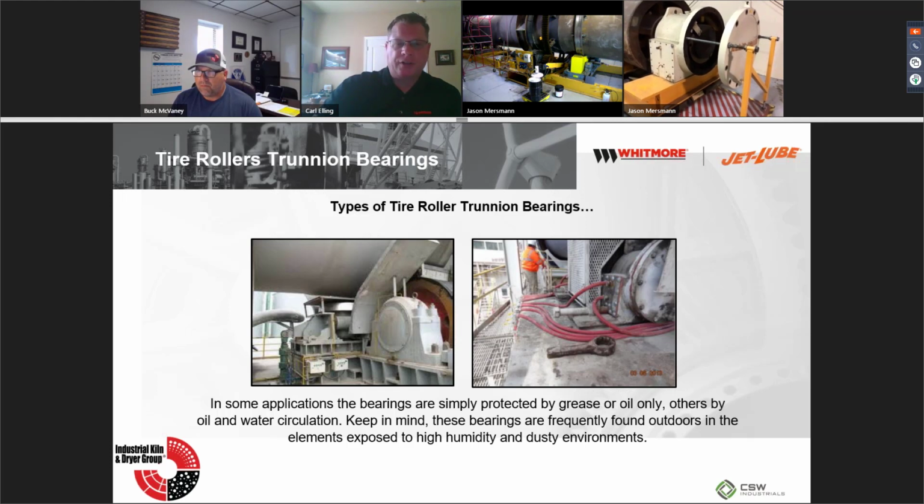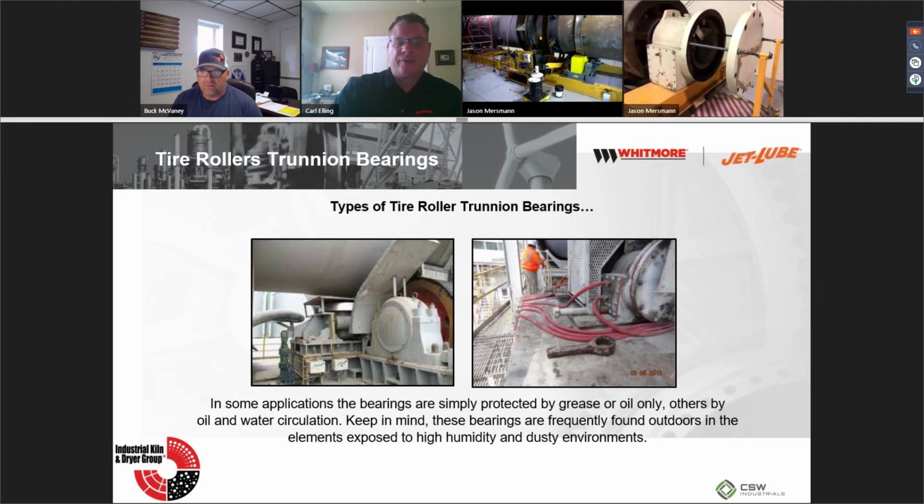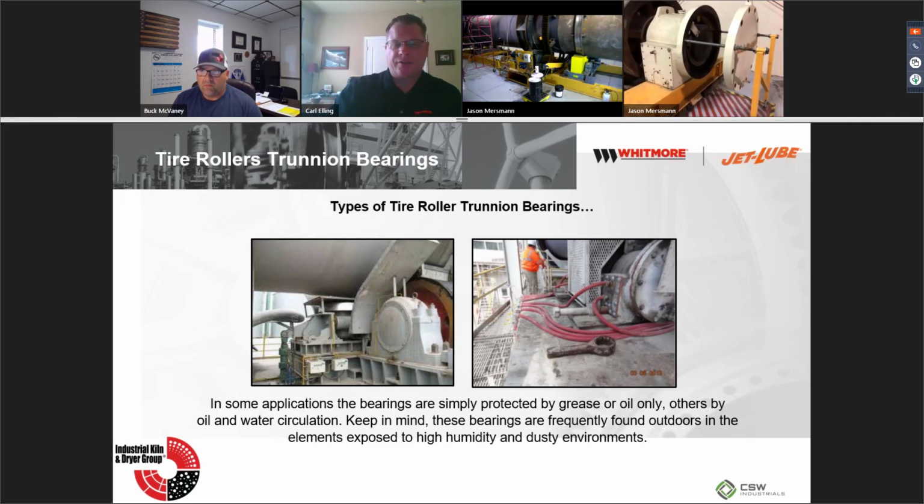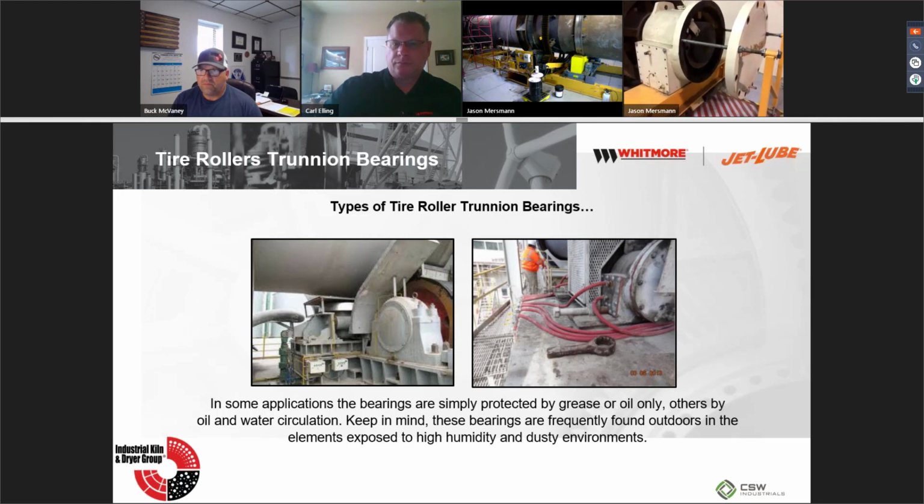So if your trunnion bearing application doesn't have a desiccant breather, sometimes if you've got the heat shield, utilize that heat shield and put a desiccant breather in that application. That'll help remove a lot of the humidity in the air that goes into the application, as well as the dust particles.